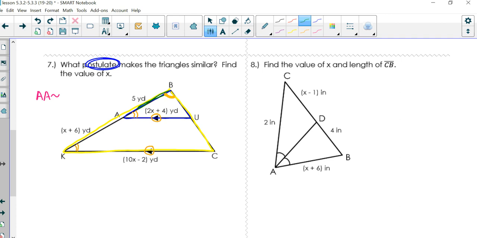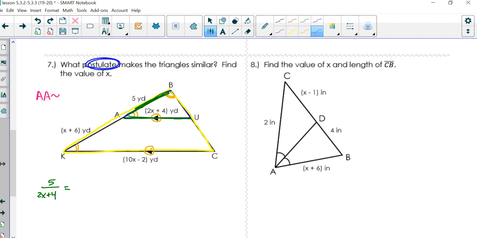So notice that this is the left side and this is the bottom. So that means I would say 5 over 2x plus 4. Notice I'm not writing any units in here. I don't need yards, right? I'm just setting up an equation, no units in an equation.